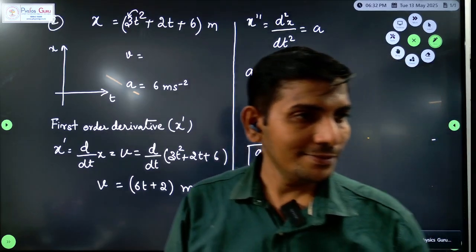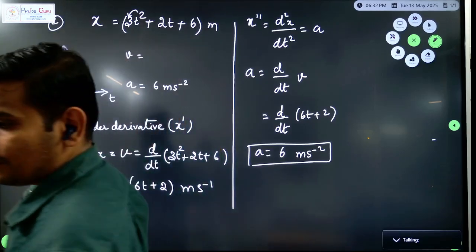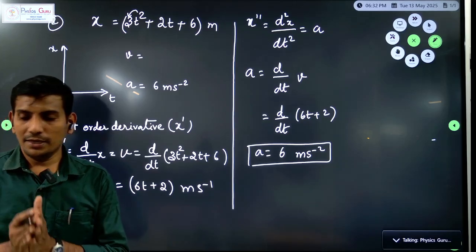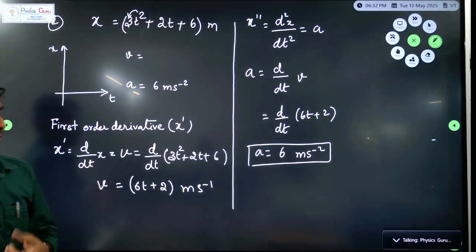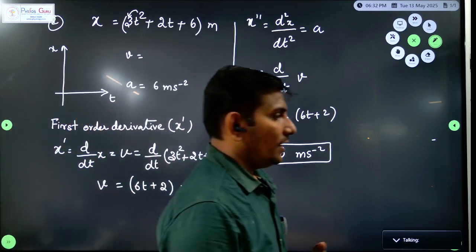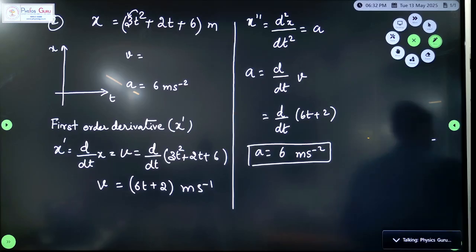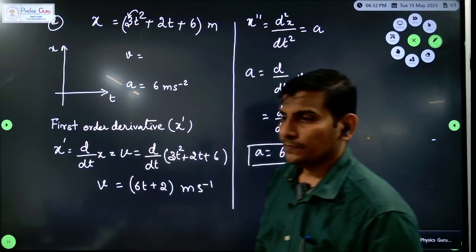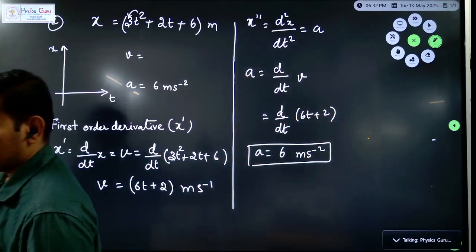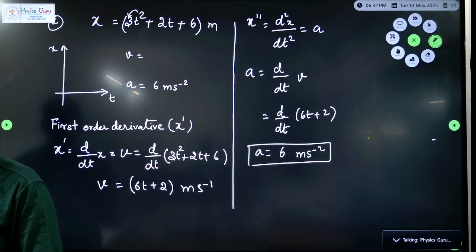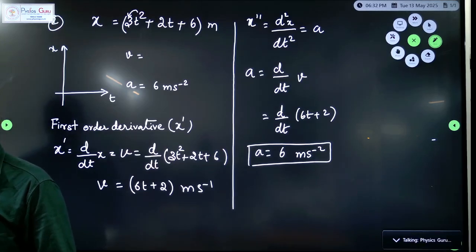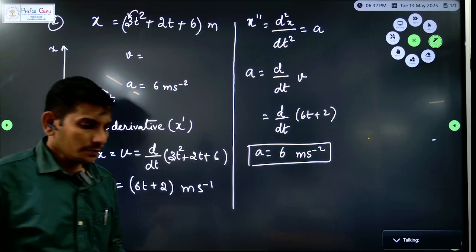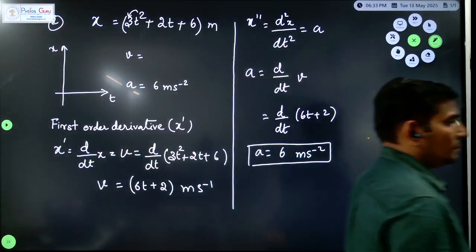Write the statement completely, okay? In any displacement equation, the highest power of time is 2, or order of time. Power and order are the same thing here. If the power or order of time is 2, then acceleration is constant. Okay? Next.